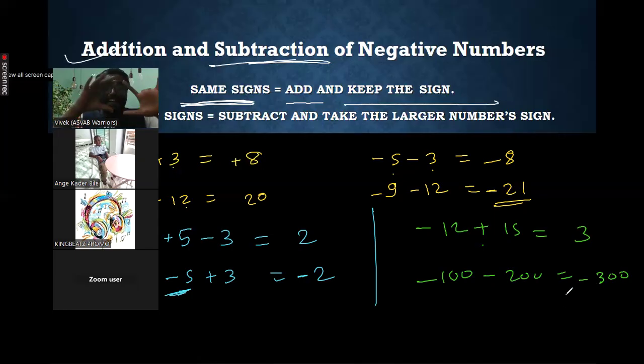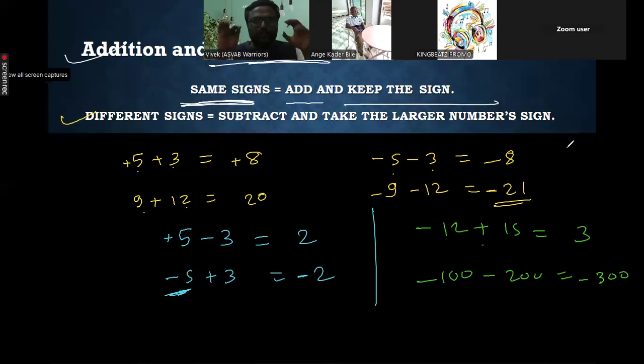So remember this, you can just write it down somewhere. Same sign, add and keep the sign. Different signs, subtract and take the larger number's sign. That's it, guys. If you remember these two rules, you can do the addition and subtraction of any negative number. You just need to know these two rules and practice 7 or 10 questions at the max, and you will be awesome at solving this.